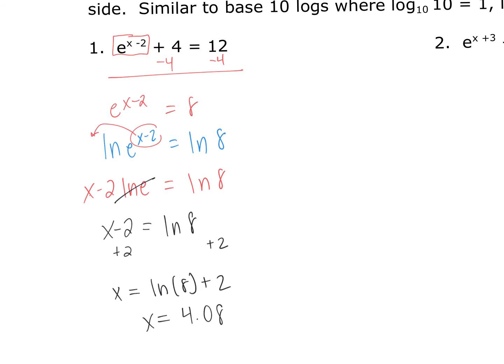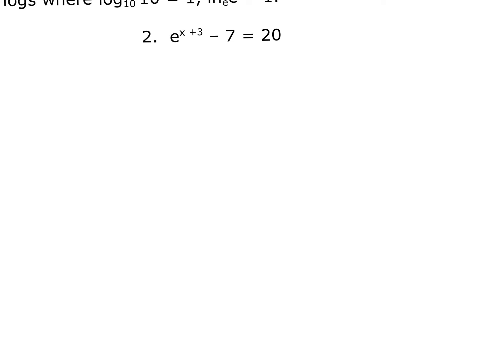All right? Moving on to number 2. Okay, so this is the same idea. I need to get this by itself. So the first thing I'm going to do is add 7 to both sides. So now I have e^(x+3) = 27. Okay, and my exponent term is all by itself.